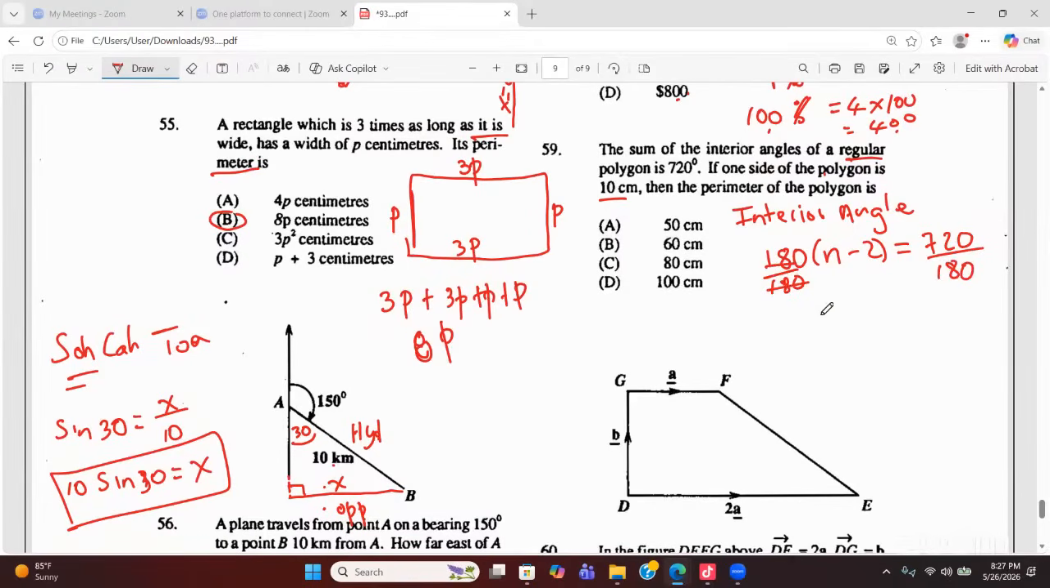So n minus 2 is equal to 720 divided by 180. So you see, 72. So you could take a 18. Anybody with 18? 18 into 72. Let me see who's breaking 9 and 72. Everybody knows what 9 into 72 is.